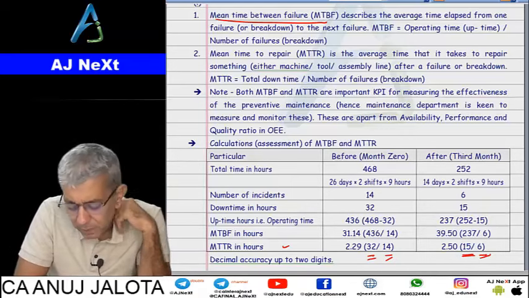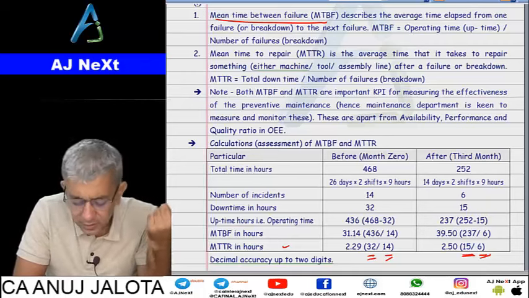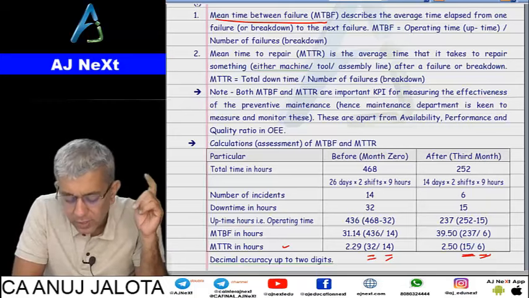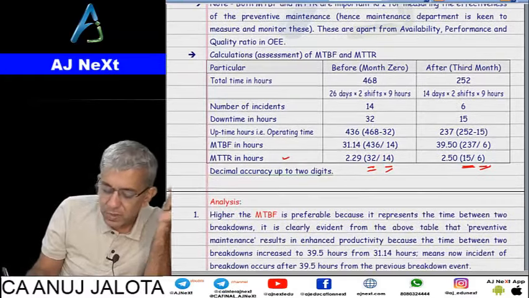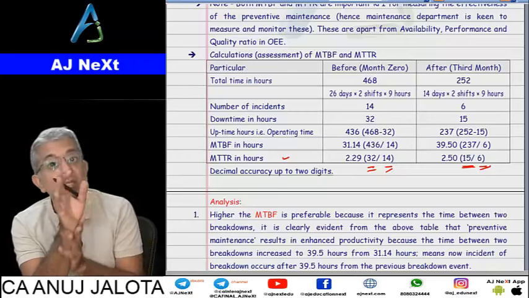Then mean time to repair is the average time that it takes to repair something, that is either the machine or the tool or assembly line after a failure. So therefore it will be total downtime divided by number of failures. Now that is whatever we must have computed. Now see, we are going to be computing it for two periods. Earlier what was the status, now whatever is the status.